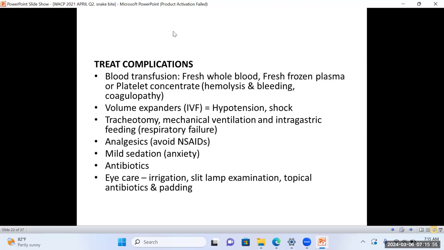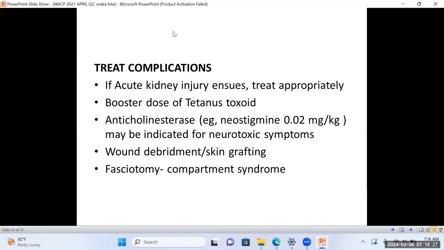You want to ensure your patient is fed through the NG tube to prevent aspiration in the setting of respiratory failure. Analgesics will be beneficial to those who are in severe pain. You want to avoid NSAIDs because that can promote bleeding. Then mild sedation in those who are anxious, and antibiotics where necessary. So not all snake bites will require antibiotics. Then eye care if the patient has eye involvement. You want to irrigate the eye, do a slit lamp examination to look out for corneal ulceration or damage. Then topical antibiotics and padding.